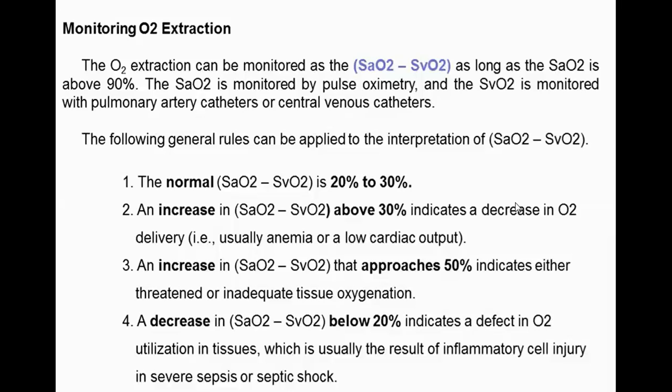An increase in the oxygen extraction. We always write the simplified formula, to just remember and remember: saturation arterial minus saturation venous, mixed or central. Oxygen extraction approaching 50% indicates either threatened or inadequate tissue oxygenation, and the patient will dramatically deteriorate. A decrease in oxygen saturation can occur in the oxygen extraction.